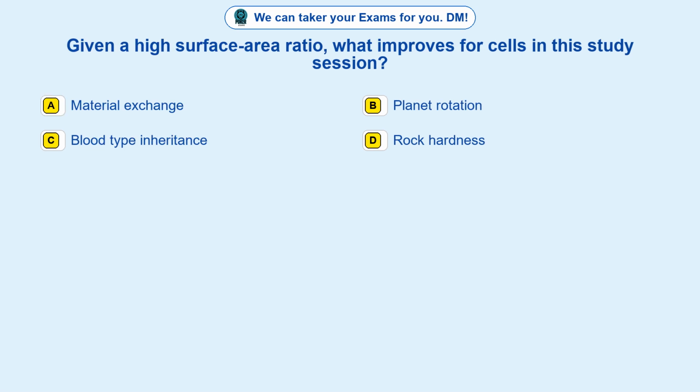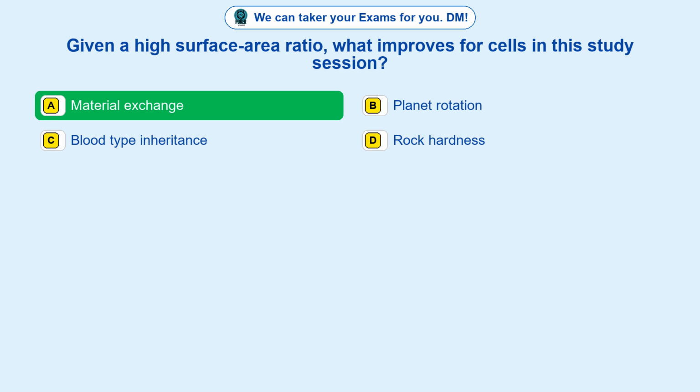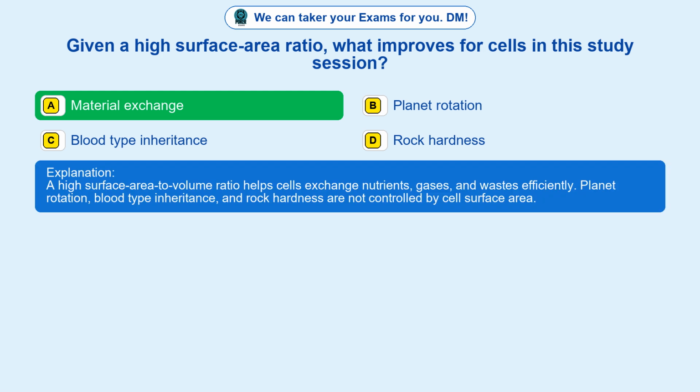Question 26. Given a high surface area ratio, what improves for cells in this study session? Option A, material exchange. Option B, planet rotation. Option C, blood type inheritance. Option D, rock hardness. The correct answer is option A. Material exchange. A high surface area to volume ratio helps cells exchange nutrients, gases, and waste efficiently. Planet rotation, blood type inheritance, and rock hardness are not controlled by cell surface area.